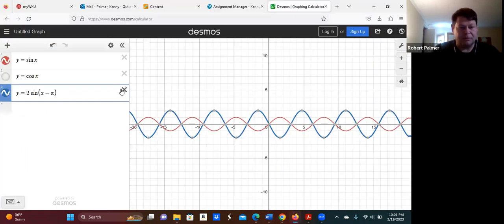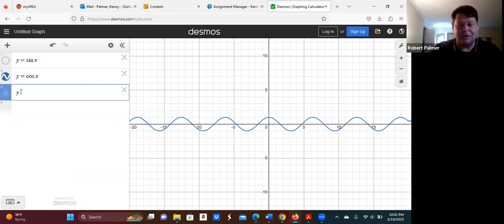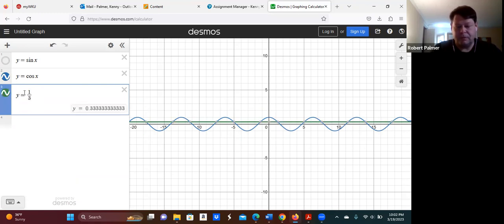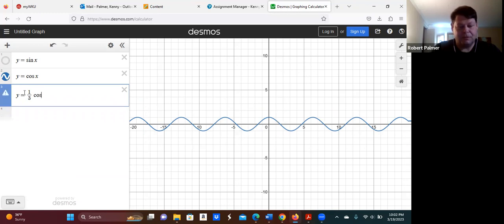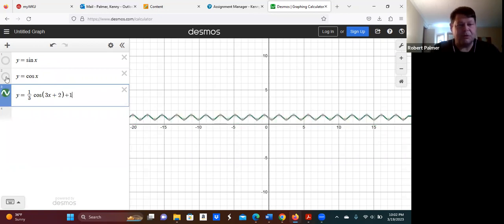Let's get rid of this one then. So this is also a cosine graph. Let's start with the cosine graph. So y is equal to 1/3 cosine of x. You see what happens there is it actually just compresses it by a factor of 3. Let's turn the cosine off for now. Then I actually need parentheses here: 3x plus 2, then plus 1. So here's the original cosine graph, and you see what's been changed. So that's what this graph would look like compared to the original cosine graph in blue.